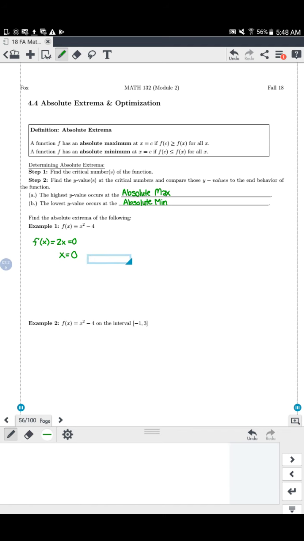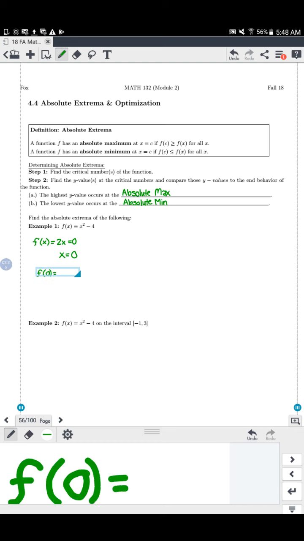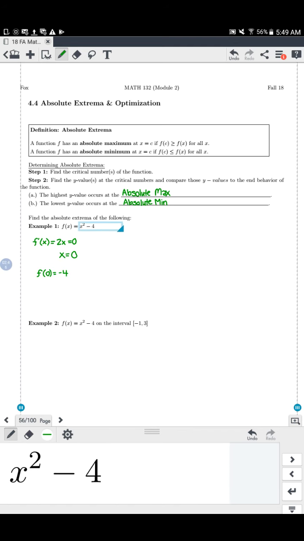And normally I would just compare that y value to the y values of my endpoints. That would be my second step. I would plug in f of 0 into the original function, and I'd have 0 squared minus 4 is minus 4. And I just compare that to the endpoints. The highest one is the max, the lowest one is the min. If you are given endpoints, like if this one had an interval, we'd have endpoints to test. We don't have that here.